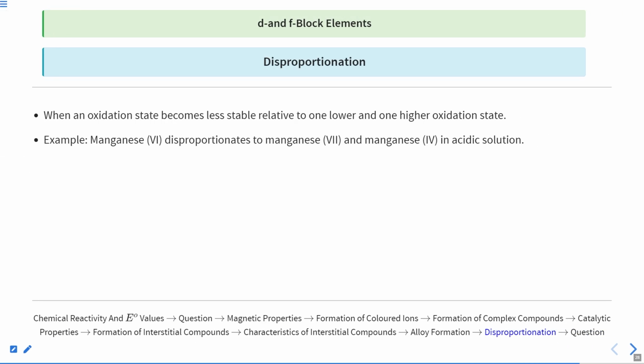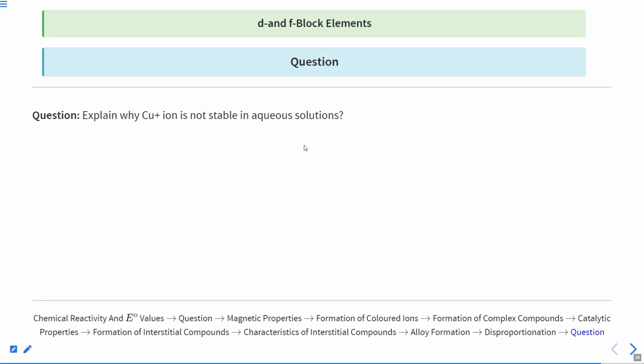So next is the disproportionation reaction. So what is a disproportionation reaction? In a disproportionation reaction, the same element gets split, or you can say it gets reduced and oxidized, to two different oxidation states. Here you can see that manganese can disproportionate from +6 to +7 oxidation state, and simultaneously it can get reduced to +4 in the same reaction, and it happens in acidic solution. Clear?